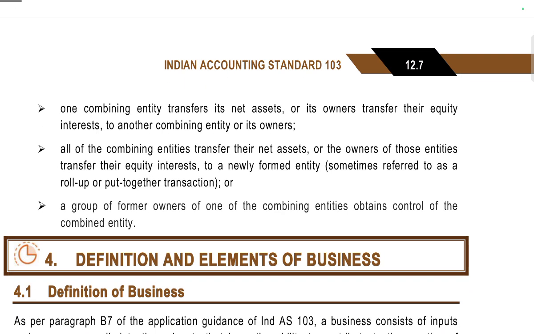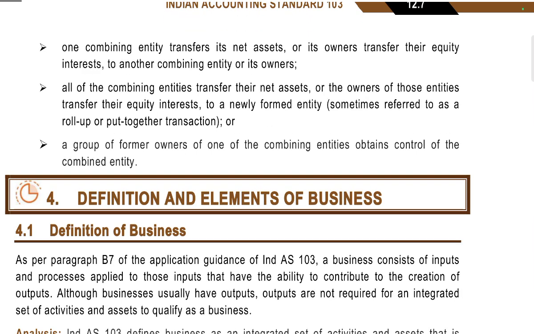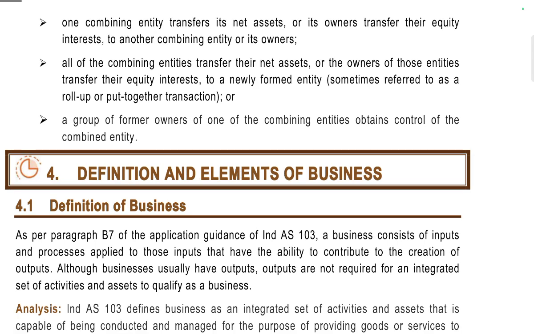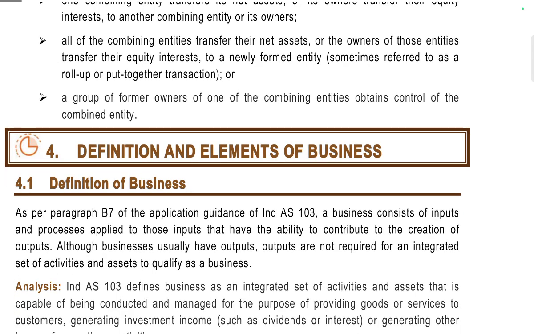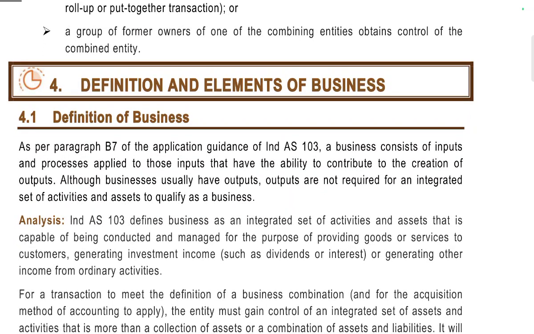One combining entity transfers its net assets, or its owners transfer their equity interest in another combining entity. All the combining entities transfer their net assets, or the owners of those entities transfer their equity interests, to a newly formed entity. Sometimes this is referred to as a roll-up or put-together transaction. A group of former owners of one of the combining entities obtains control of the combined entity.